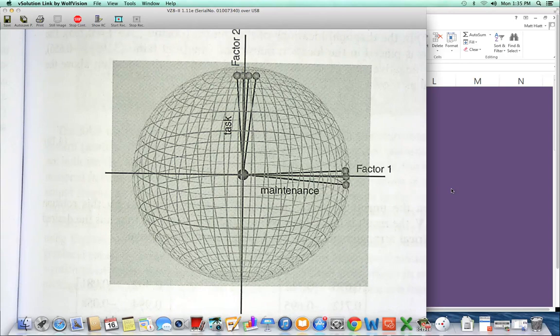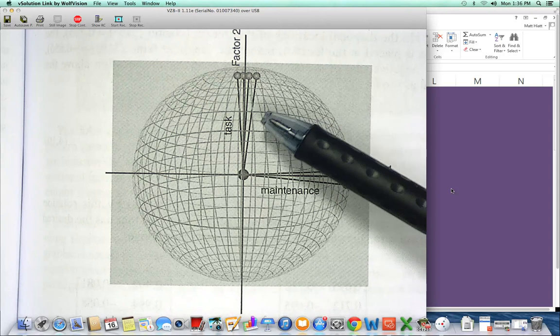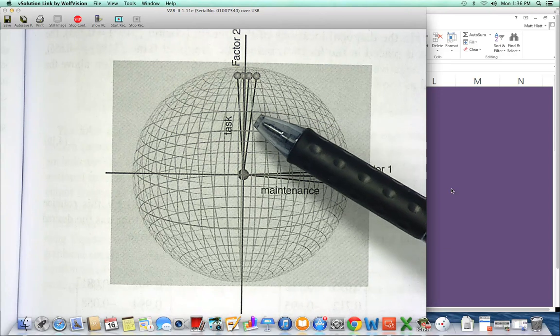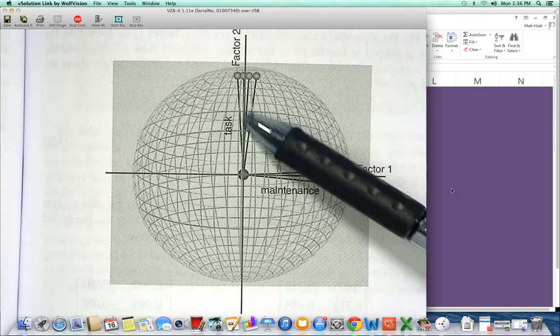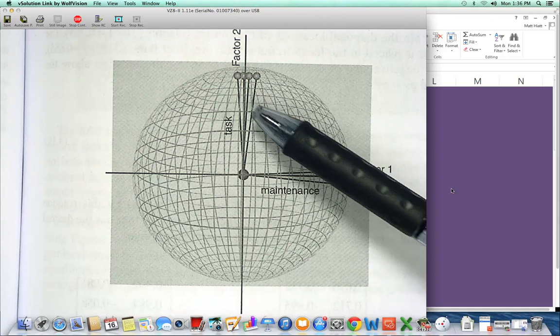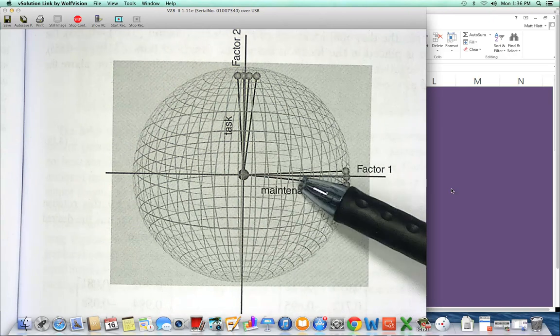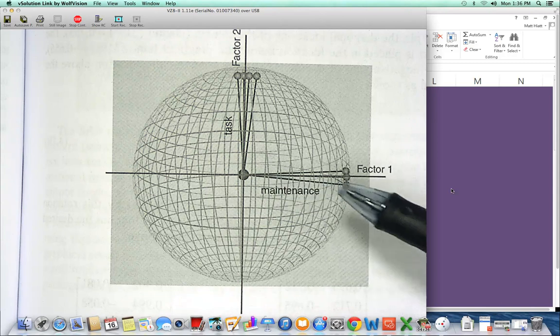Let me say that again. So we want to have a cluster of loadings. We have a few high loadings that go with factor 2, and they're almost not correlated at all with factor 1, and the same with factor 1.